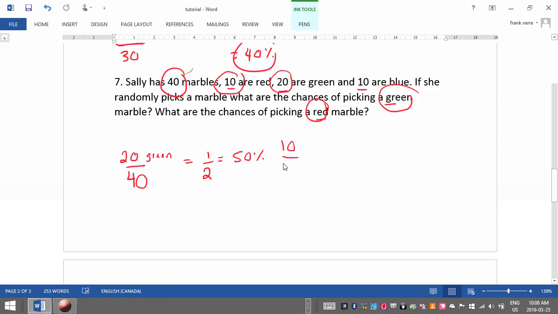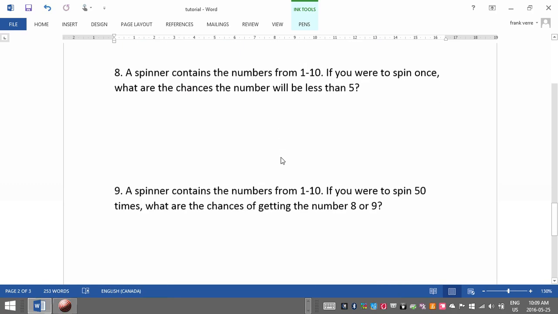10 out of 40 is red. Now 10 out of 40, we cross out the zeros, is the same as 1/4. 1/4 is the same as 25%, which makes sense because green is 20 out of 40 and it's 50%, and red is 10, which is exactly half of 20, so it should be 25%. Okay, next question.